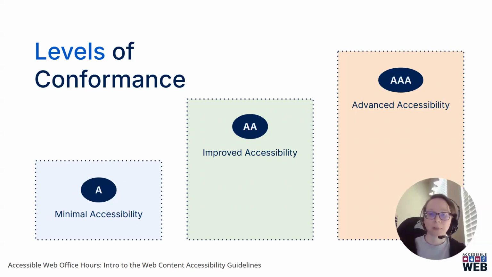Putting all this together, when we talk about a WCAG conformance goal, we are talking about both version number and conformance level. We generally recommend a goal of WCAG 2.2 AA conformance, which, as of this presentation, uses the most recent version of WCAG and includes a robust set of accessibility requirements.